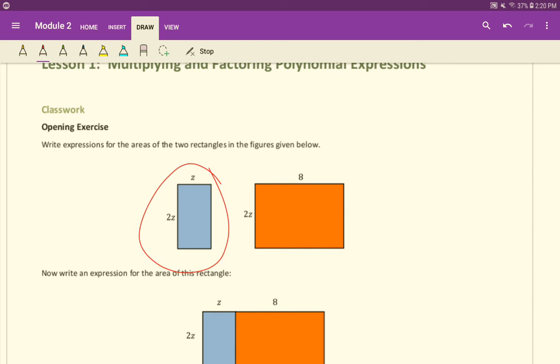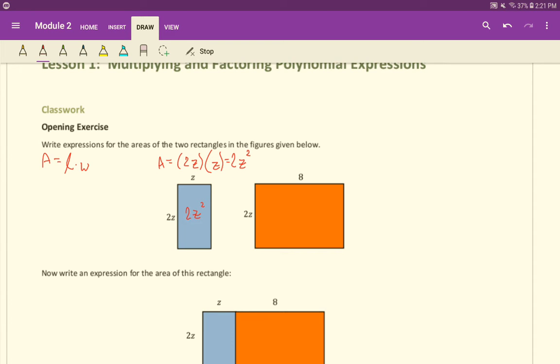So to find the area of a rectangle, well, what is the formula for the area of a rectangle? It is length times width. So for this rectangle right here, the area would be the length, and it doesn't really matter which one you say is the length. If you want to say 2z is the length, or if you want to say z is the length, it doesn't really matter. So I'm just going to pick 2z. And then z would be the width, so times z. Okay, and we multiply those things together, and we get 2z squared.